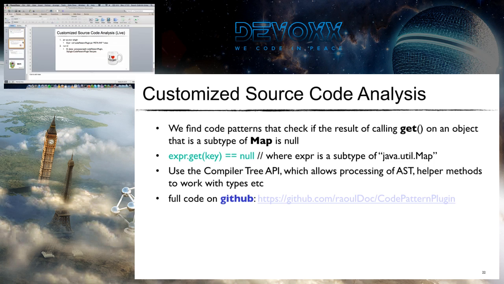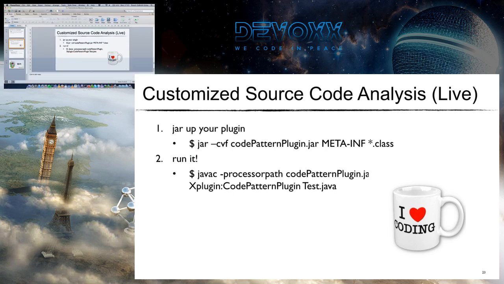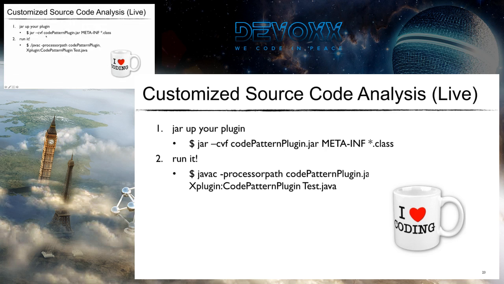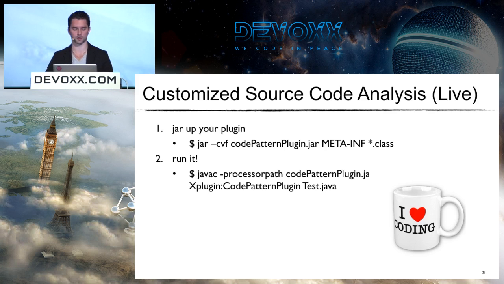So you can run that using this command. First you need to jar up your plugin, and then you can pass that on to the compiler using this command. The processor path gives you the jar file location, and the plugin argument here gives the name of the plugin. So this works like that. Let's run it. Boom, we found two matches, line 6 and line 12, as expected.